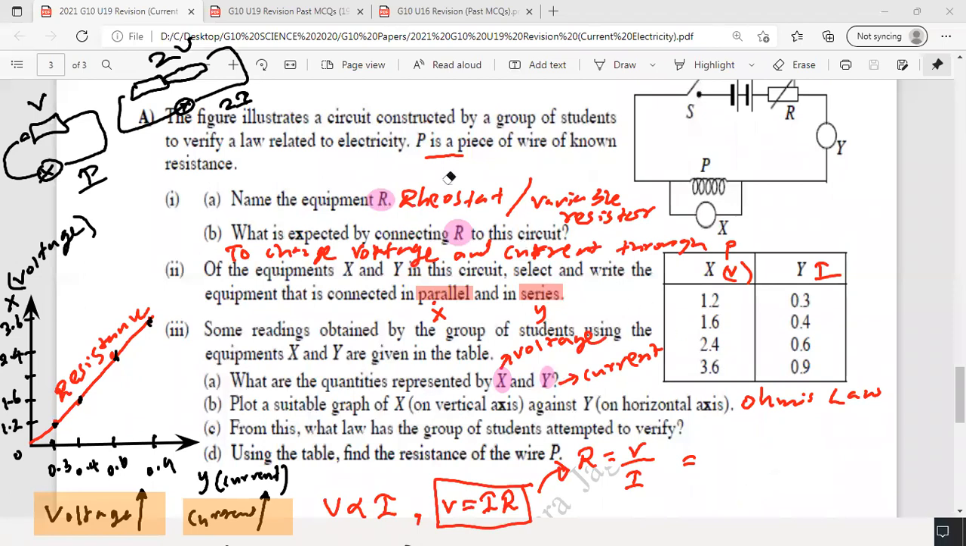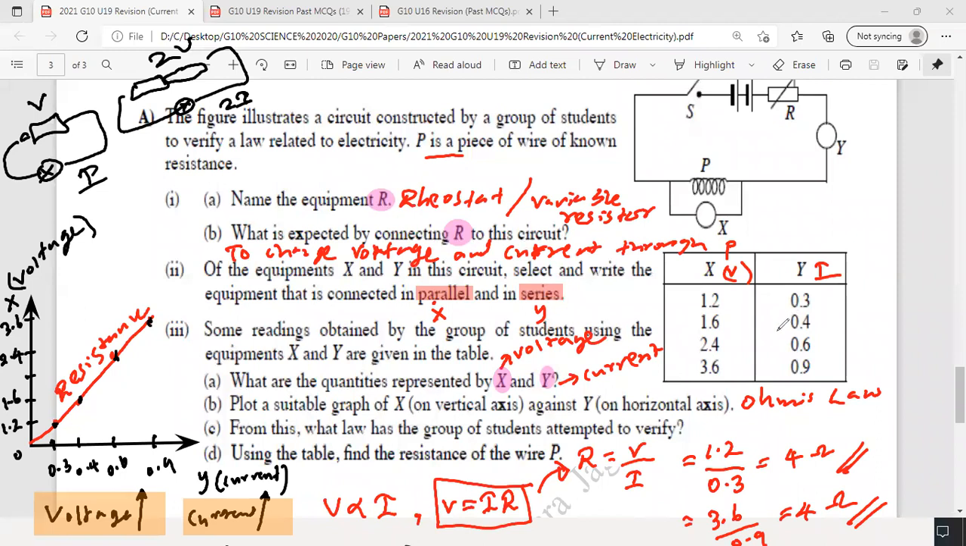You can take 1.2 over 0.3, or any other pair, say 3.6 over 0.9. What is the answer? Here you get 4 ohms. Here also you get 4 ohms. 9 times 4 is 36, 3 times 4 is 12. So any pair you take, you get the same answer, right?